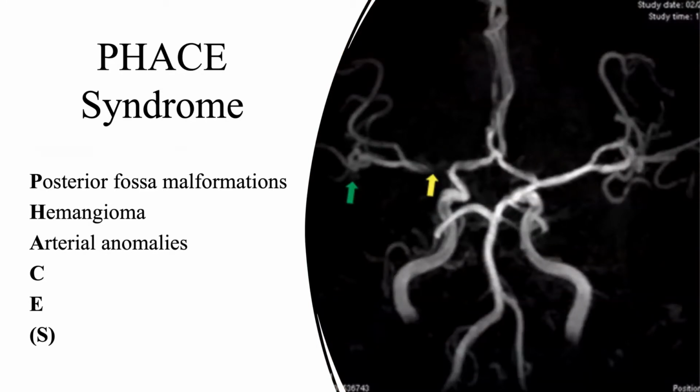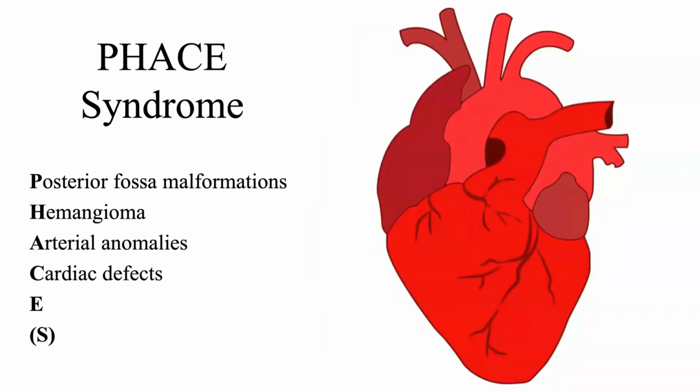The A stands for arterial anomalies. So this is an arteriogram of the arteries inside the brain. One side should look the same as the other side, but you can appreciate with these arrows that it's not as bright and you can't see blood flowing through those vessels on the left-hand side because there's narrowing of that artery. C stands for cardiac defects.